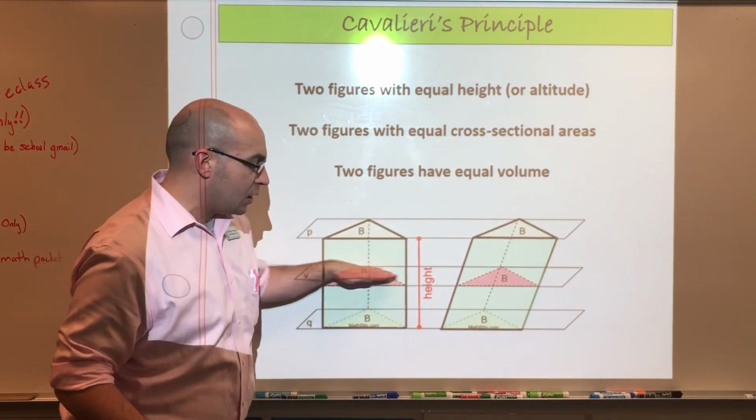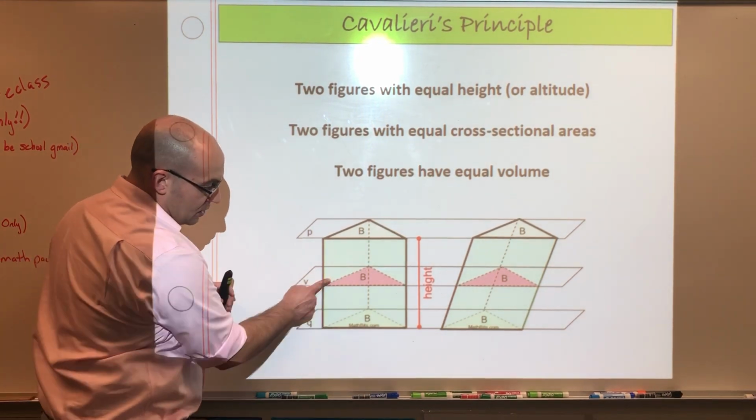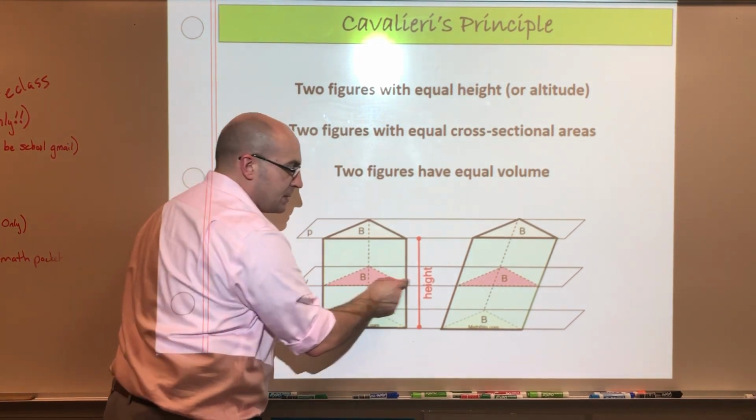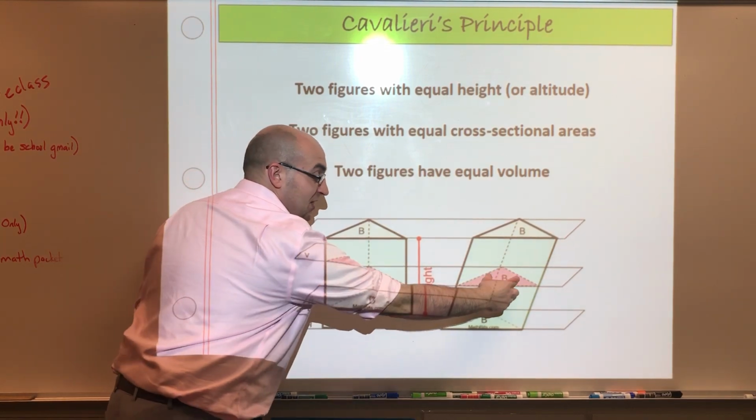Think about these parallel planes. There's three of them here. What it means by cross-sectional area is the pink sections, because the parallel planes set up both figures with equal areas.